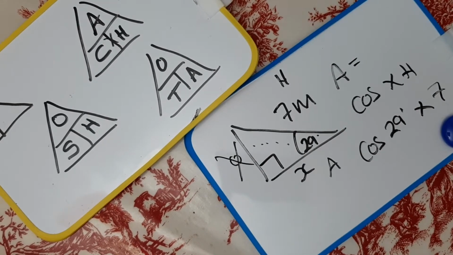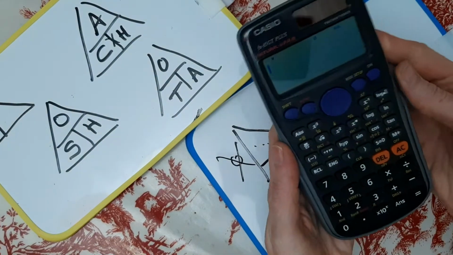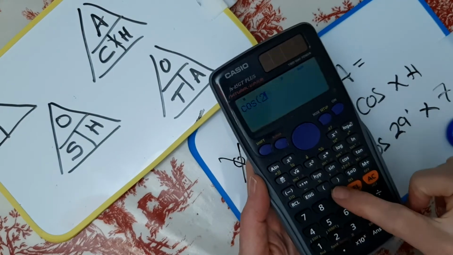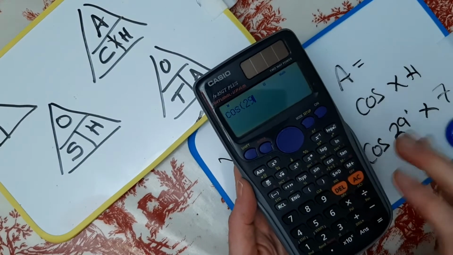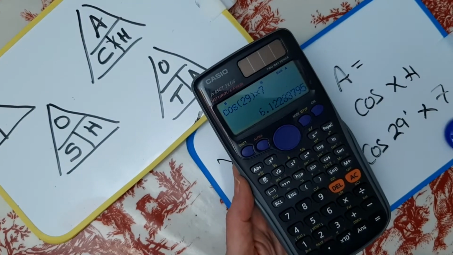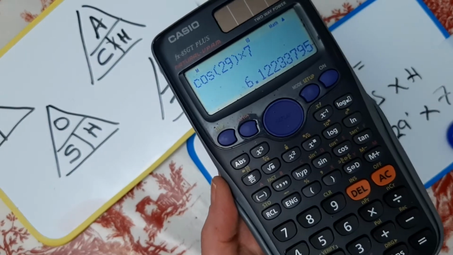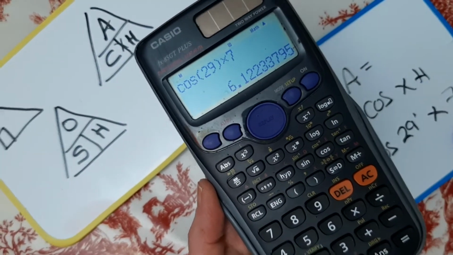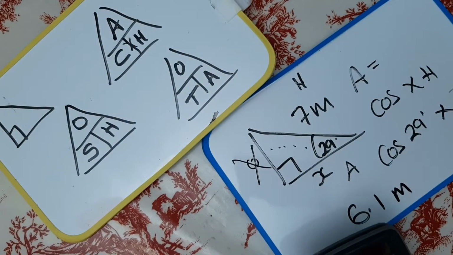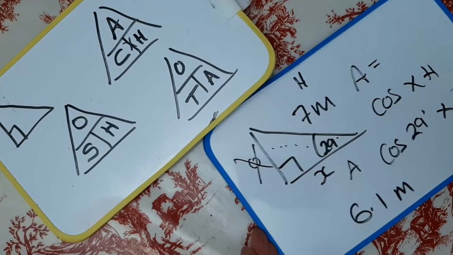So you need your calculator. Let's get my calculator out. I want cos 29. I'm going to put the bracket in as well and times it by 7. And there's our answer, 6.1222, and so on. To one decimal place, 6.1, and it's meters because you were given a length in meters there. So that's how you calculate the missing side.